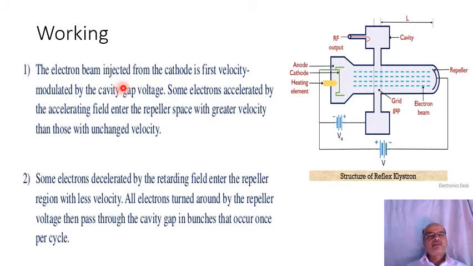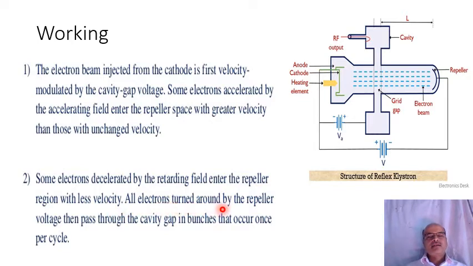So, working: the electron beam injected from the cathode is first velocity modulated. So the electrons emitted are first velocity modulated by the cavity gap voltage. Some of the electrons accelerated by the accelerating field enter the repeller space with greater velocity, and some enter with unchanged velocity. So there is a change in velocity. Some of the electrons decelerated by the retarding field enter the repeller region with less velocity.